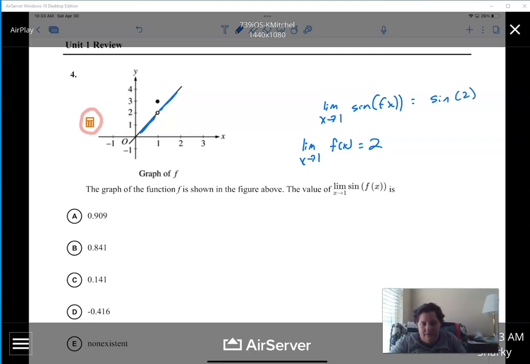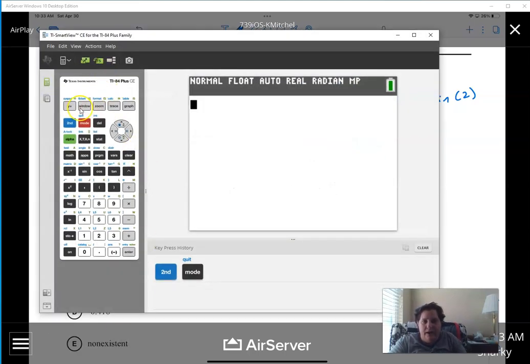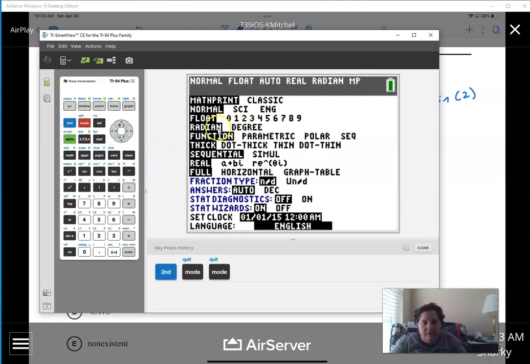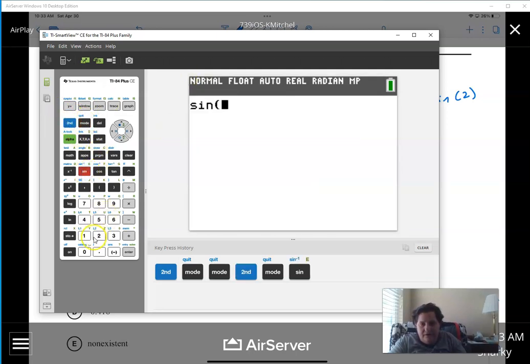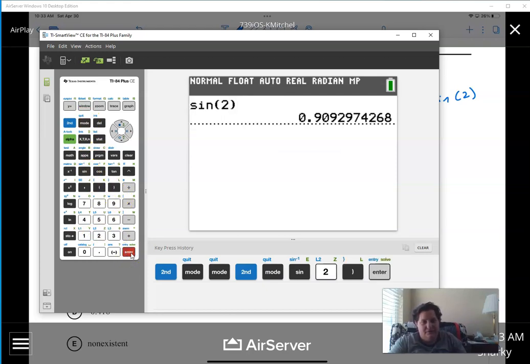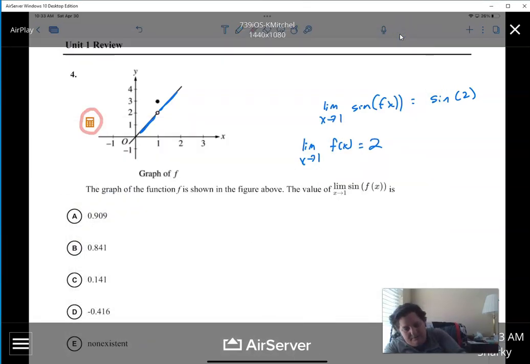Now on my calculator, the first thing is we got to make sure that we are in radian mode, and we'll check that before you guys start the test, right? Okay, so I'm in radian mode, and then I'm just going to go sine of 2. It's weird, but it's just a radian of 2. So I got 0.909, okay? All right, so that's just making sure you know how to use your calculator there. Okay.